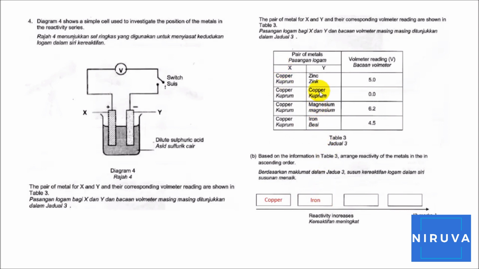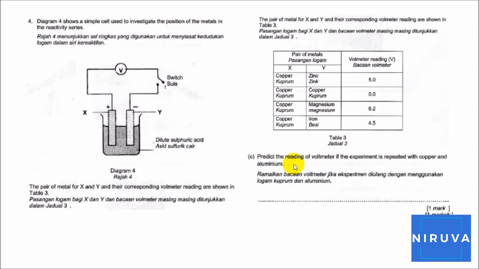And then after iron, 4.5, so 5 volt, is zinc. So after iron is zinc metal, so write down zinc. And lastly is the magnesium. The pair of metals copper and magnesium shows the highest reading of voltmeter, 6.2. So magnesium is the metal with the highest reactivity.